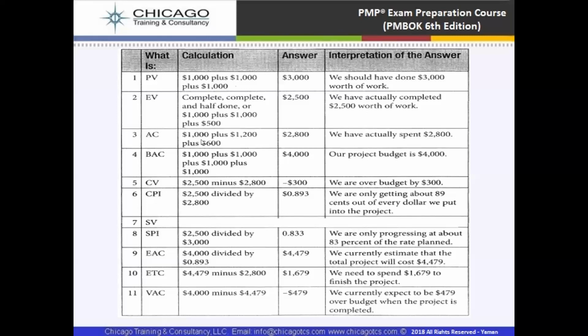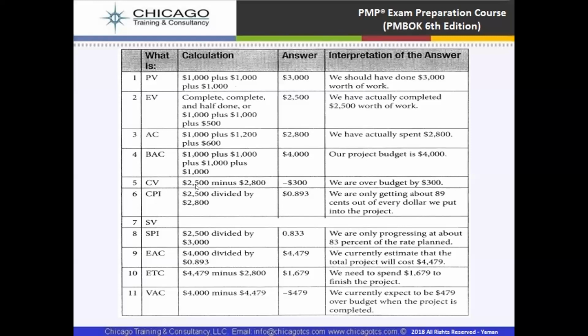Actual cost is how much we actually spent. 1,000 plus 1,200 plus 600 is 2,800. So it means we have actually spent $2,800. Budget at completion is 1,000 plus 1,000 plus 1,000 plus 1,000 is 4,000. Our project budget is $4,000.